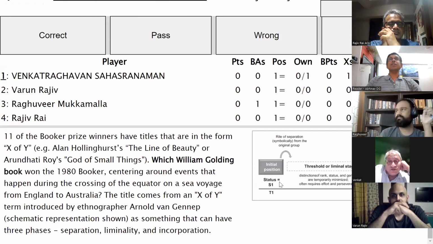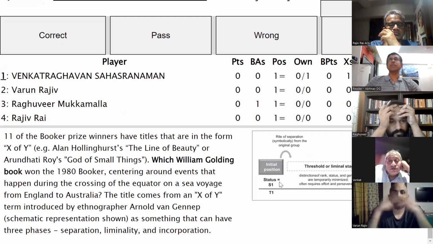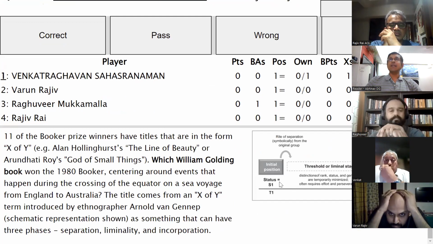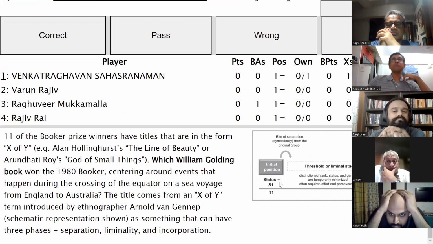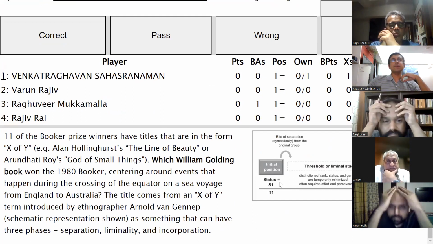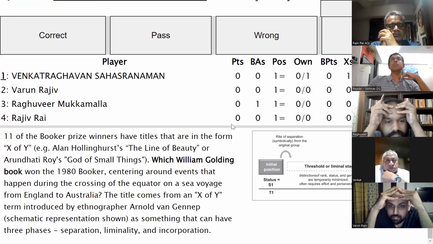Venkat, your next question. 11 of the Booker Prize winners have titles that are in the form X of Y, like The Line of Beauty by Hollinghurst or Arundhati Roy's God of Small Things. So which William Golding book won the 1980 Booker, centering around events that happened during the crossing of the equator on a sea voyage from England to Australia? The title comes from an X of Y term introduced by ethnographer Arnold van Gennep. You can see that representation as something that can have three phases: separation, liminality, and incorporation.